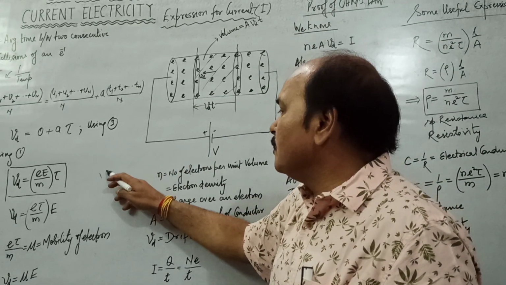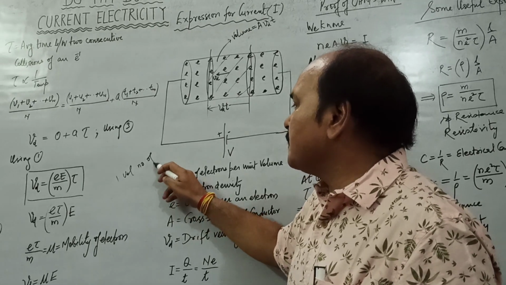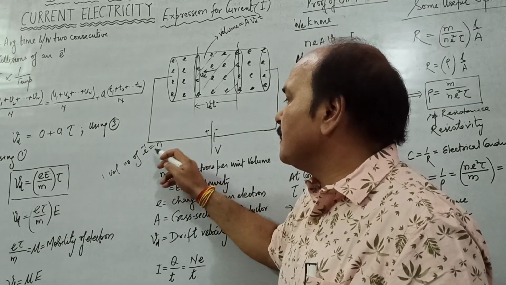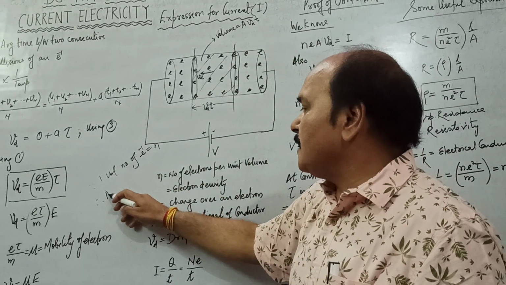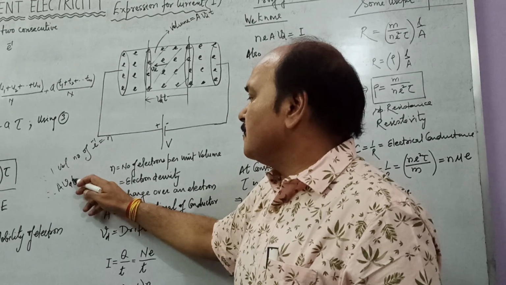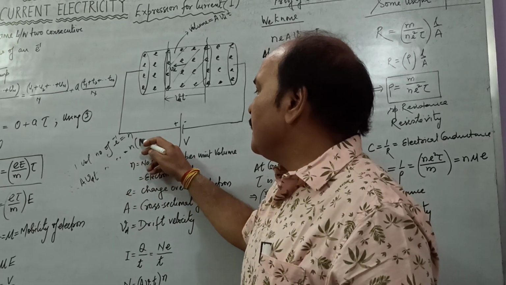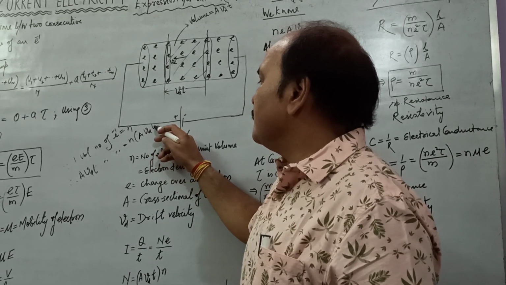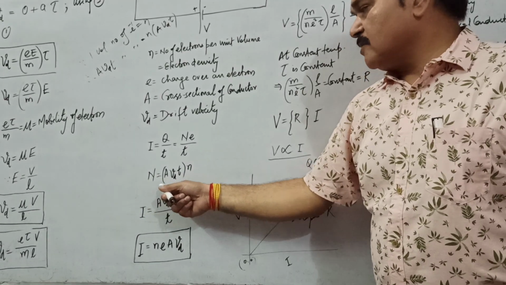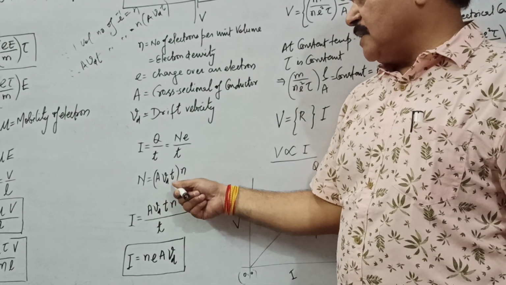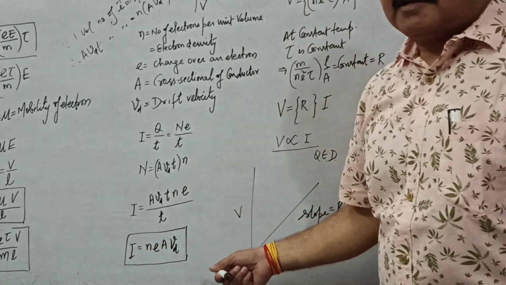So through unit volume, the number of electrons is how much? The number of electrons in unit volume is n. So in this shaded volume, which is A Vd into t, the number of electrons will be n A Vd into t. So N, the number of electrons in the shaded volume, is A Vd t into n. You substitute this value here, t cancels out, and we get the formula for current.